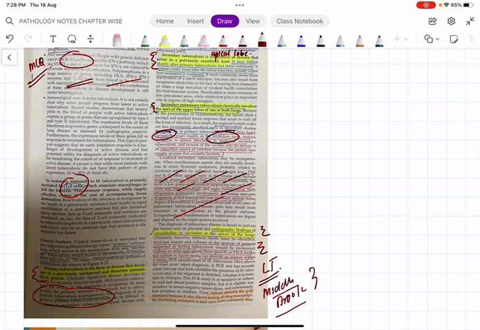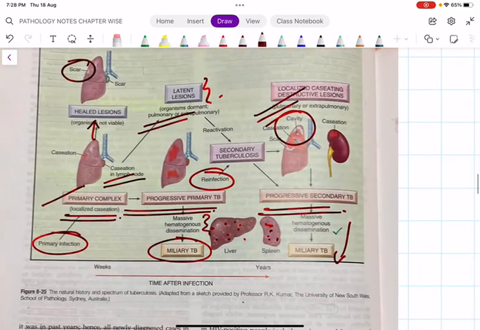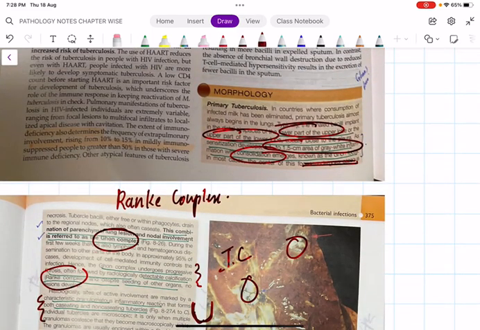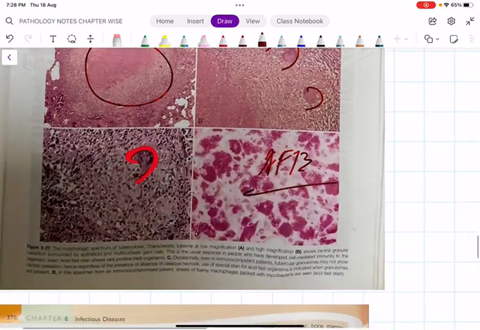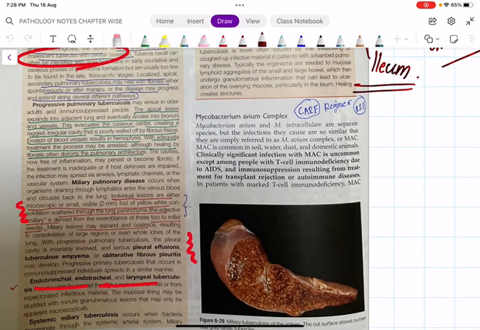I told you, cavitation, caseation, all those things. Then you are coming to write about this. What is the sequelae of pulmonary tuberculosis? Then you will be writing morphology under that: primary Ghon's focus, Ghon's complex, Ranke's complex, then caseating granulomas, granulomatous inflammation. Secondary TB, you will be writing more about cavitation. Then you will be writing about progressive TB, that is miliary tuberculosis.